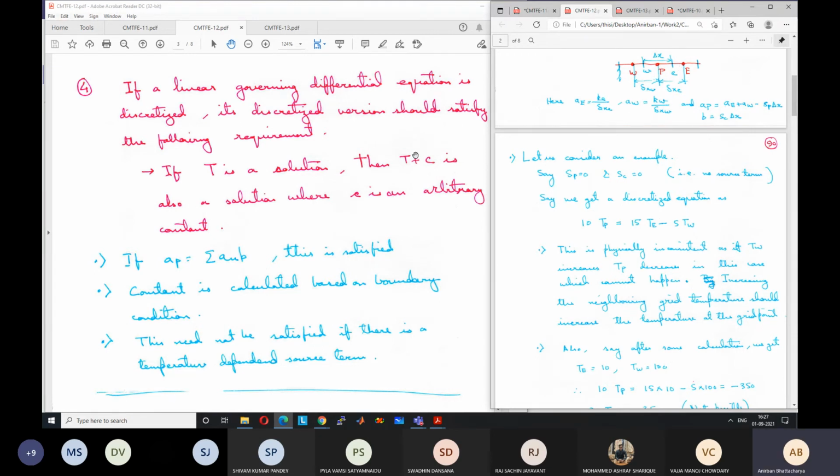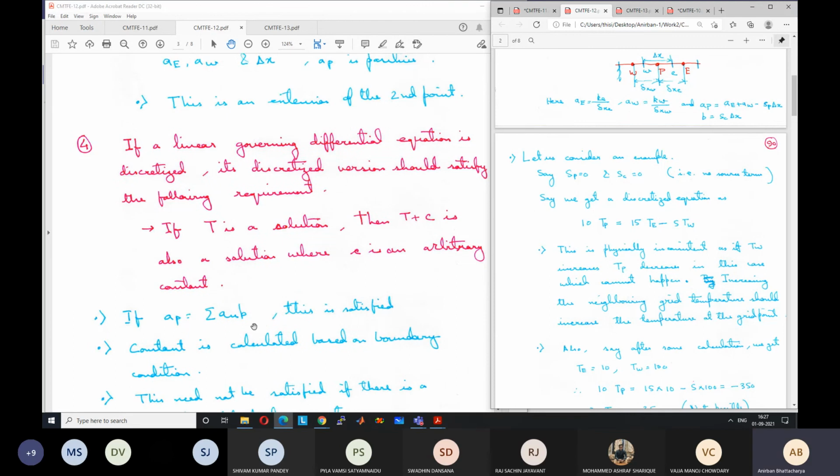Now the value of this constant C has to be determined, or it will become fixed if the boundary conditions are given. Then it cannot be arbitrary, because based on the boundary temperature, this value of C will be fixed, and you will have a unique solution. But without boundary conditions, just by solving the equation, you get an infinite number of solutions of the form T plus C, where C is a constant.